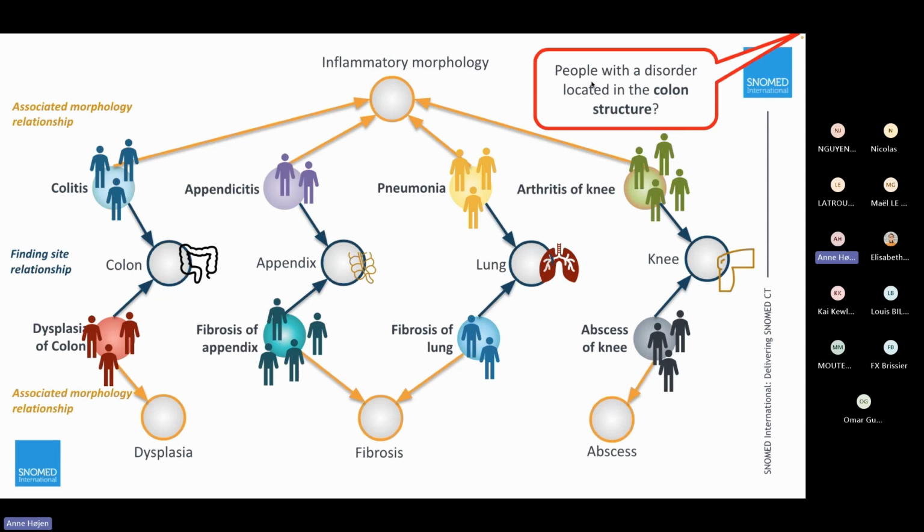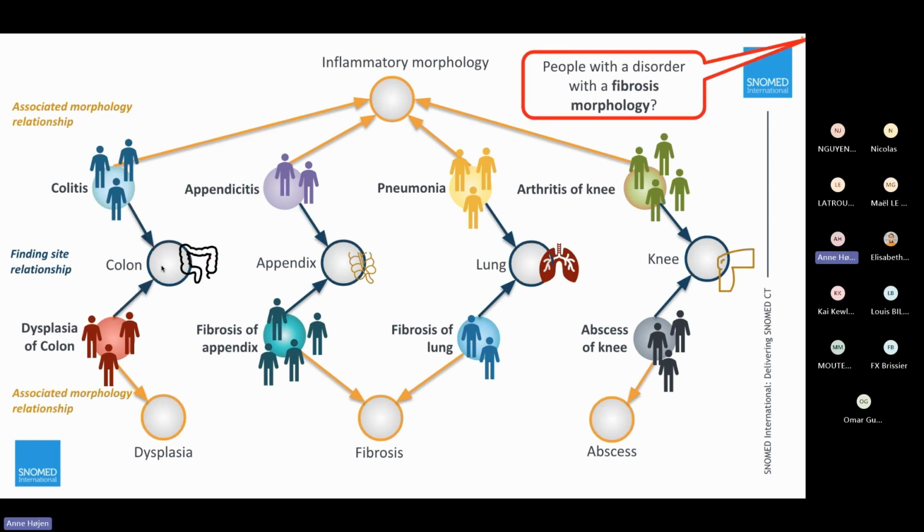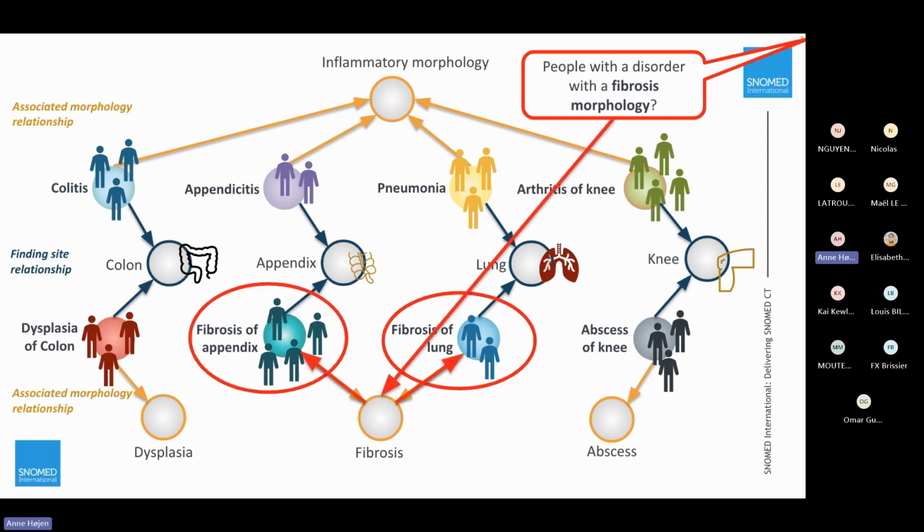So now we want to say, well, give me all the people that have a disorder located in the colon structure. This gives us an opportunity to go beyond the hierarchies. I want to say, give me any concept that is a type of disease that has a finding site relationship with a target that is a colon structure or any subtype of colon structure. Similarly, give me any conditions or disorders that have an associated morphology of a type fibrosis. So this is just to show you that you can use the defining properties to make very specific queries.